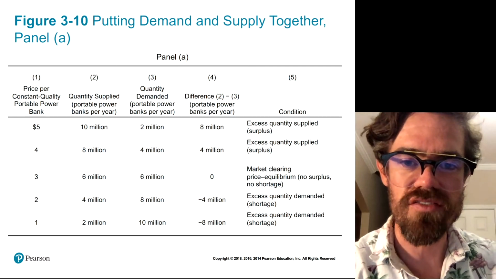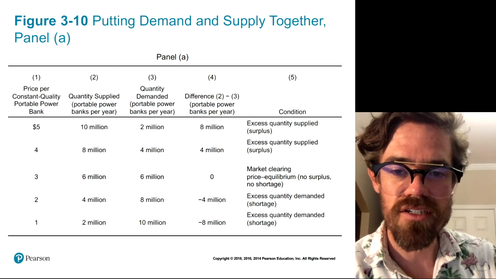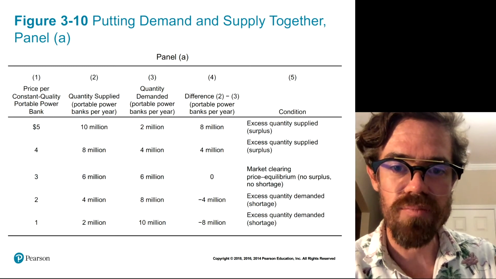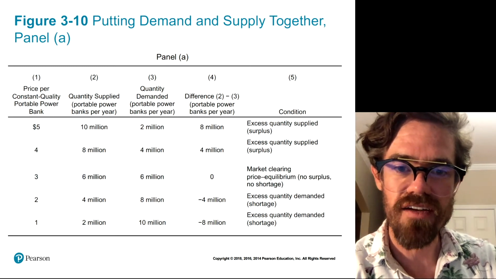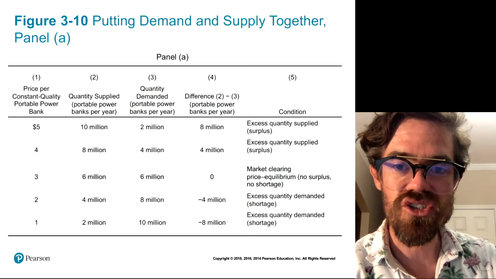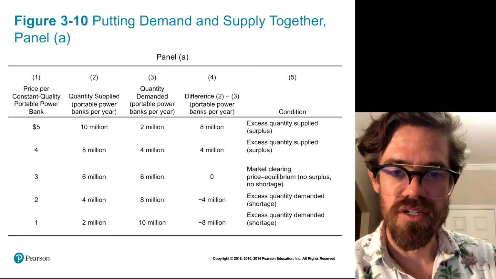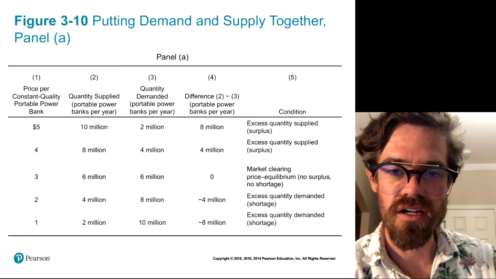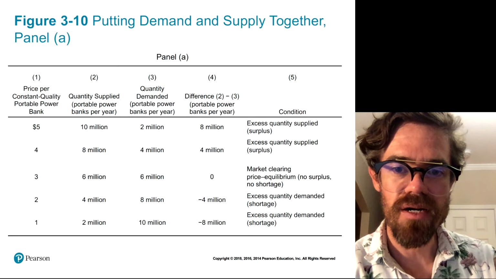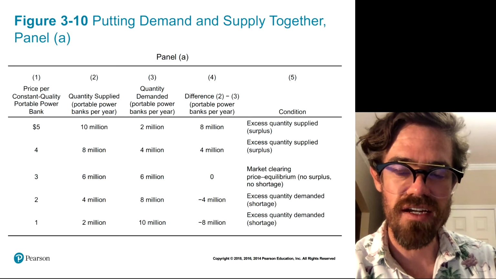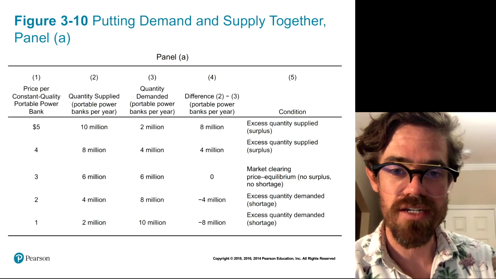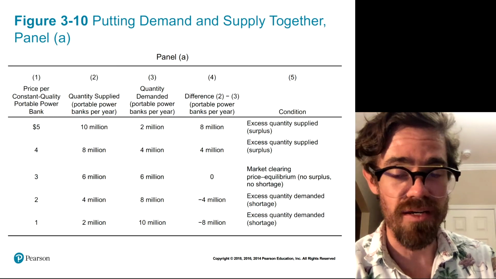So, for example, at a price of $5, the market is willing to supply 10 million units, but buyers are only willing to buy 2 million units at $5. So there's a surplus of 8 million units. If we look at the opposite extreme, where price is $1, at $1, businesses and firms are only willing to supply 2 million units, but buyers are willing to purchase 10 million units if they're $1 a piece. And so there we've got a negative 8 difference. We've got a shortage. Okay, so this is exactly what we're seeing right now with TP.